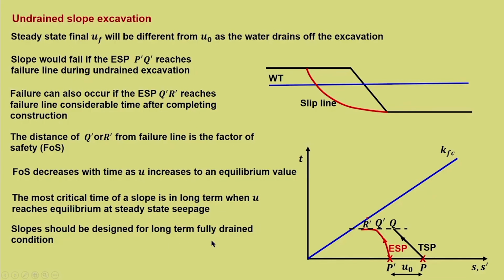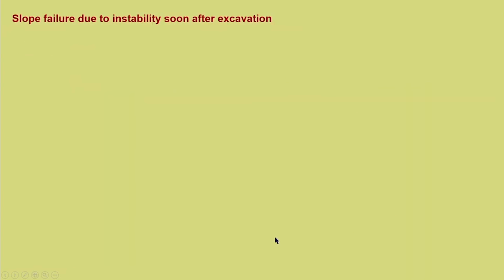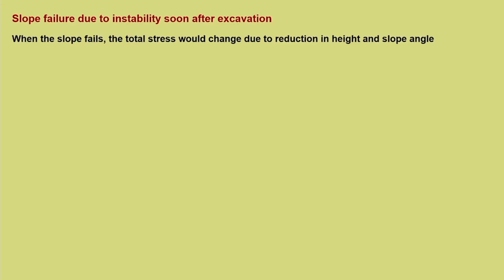Why? We know that the pore water pressure keeps on increasing with time. So, if the equilibrium value is less than the failure state, then the slope is safe, or it may fail. The slope should be designed for the long term fully drained condition when it comes to excavation. So, the dash line P dash R dash represents the effective stress path for the drained case, that is, when U is constant. If it is drained, we know that it is the same slope, and P dash R dash represents this condition.